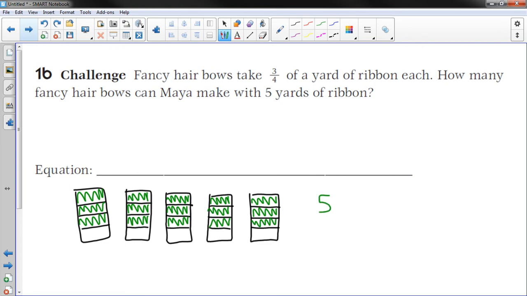And now I have all those little 1/4 pieces. So I could get one more there. And then I'm left with 2/4 or a half. Well, I can't make a fancy bow with that. So I'm left with just 6. I have some left over, but I don't have enough. So I can make 6 fancy hair bows.